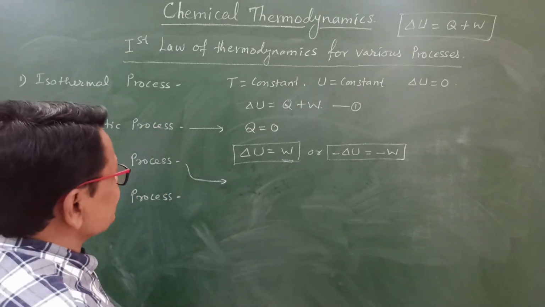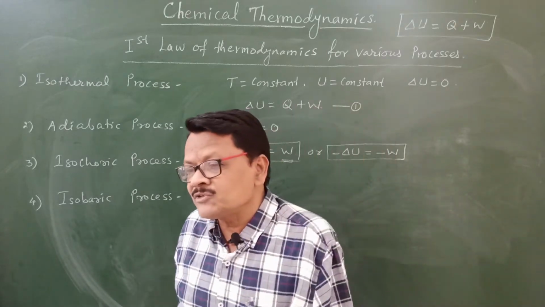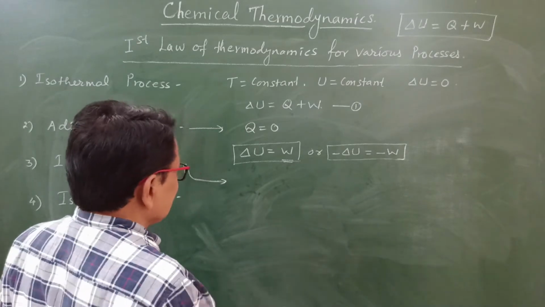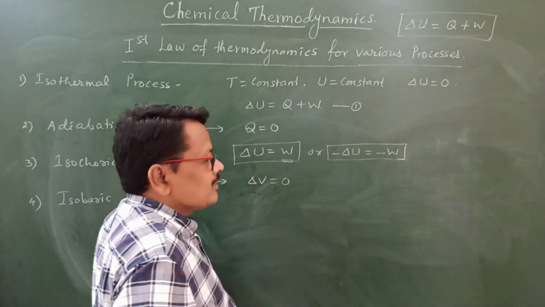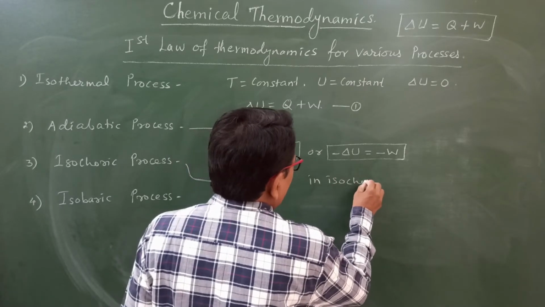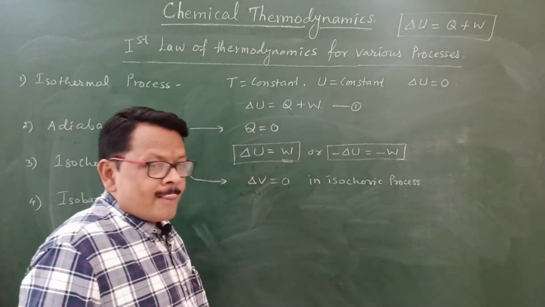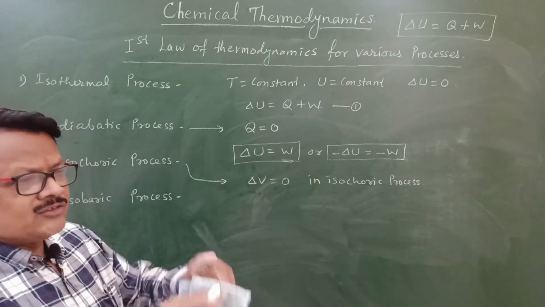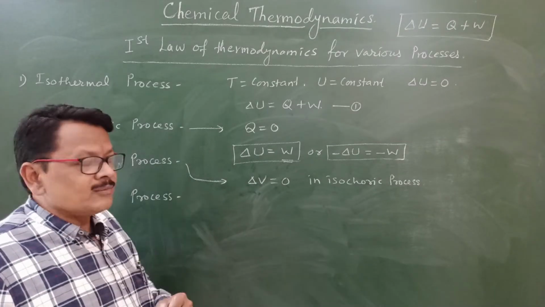What about isochoric process? You know that it is the process in which the volume of the system remains constant. When the volume of the system remains constant, then the change in volume, delta V, is equal to 0 in isochoric process. In isochoric process, initial volume and final volume remain constant. There is no change in volume in isochoric process. Therefore, change in volume delta V is equal to 0.